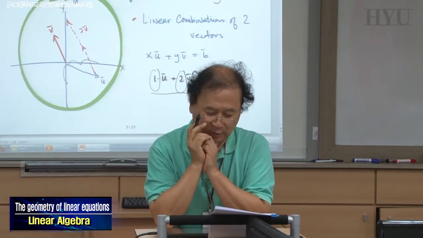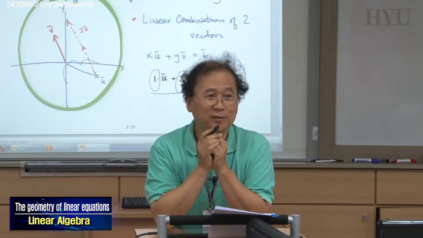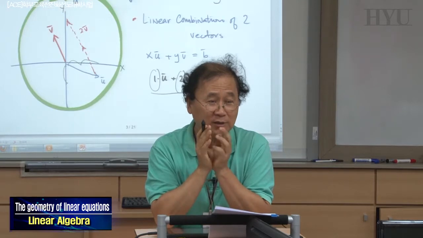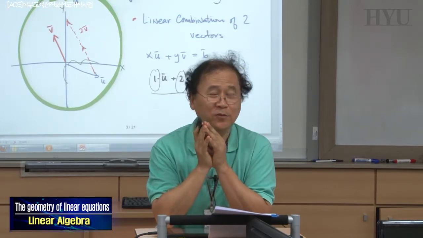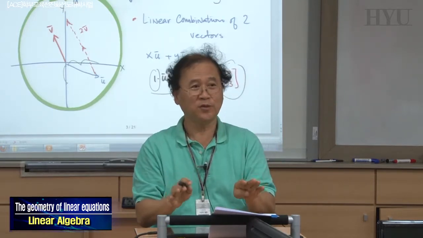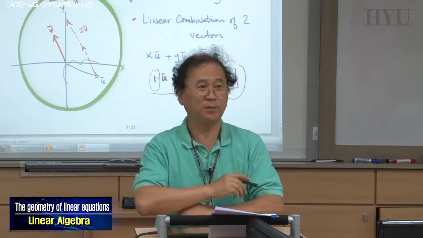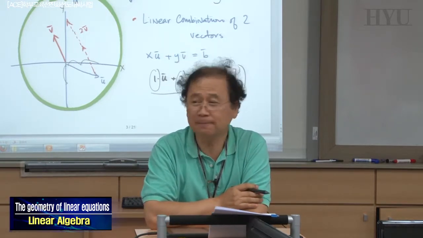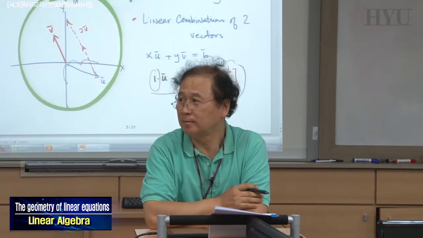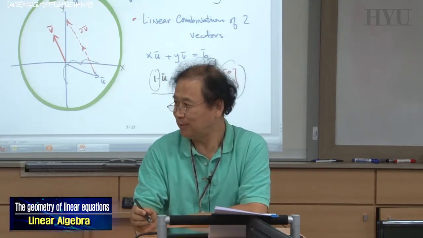Actually, here we need to find the values of x and y, which are scalars, right? Which combine both vectors, which result in the vector we are looking for. Okay? It's too easy, right?